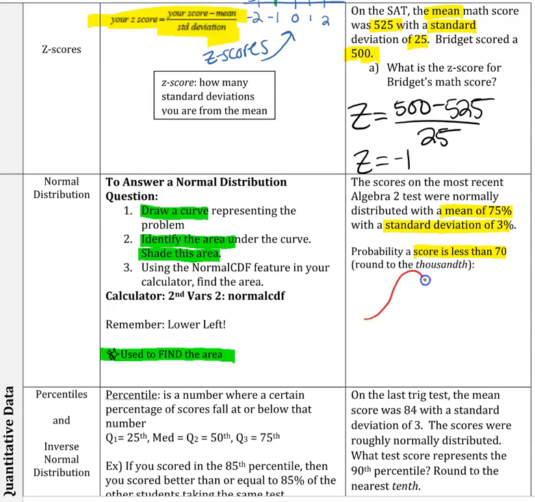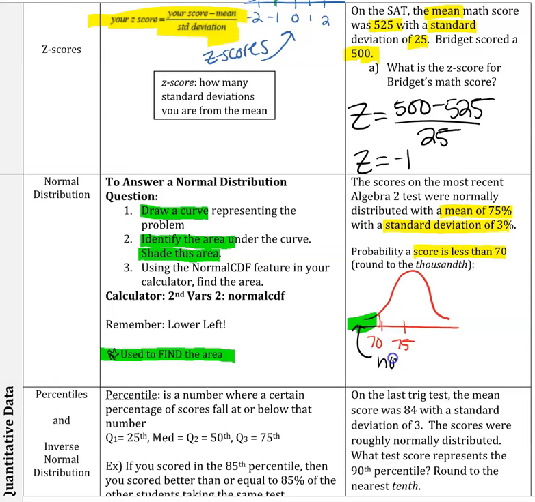If I draw a normal distribution curve, the mean of my distribution would be the middle, so 75. Here's a 70. I want to find the score that is less than 70, so I'm shading the area to the left of that value. That's the area I'm trying to find.